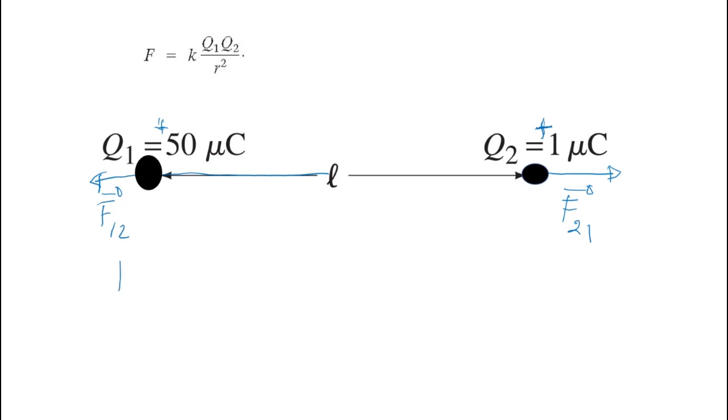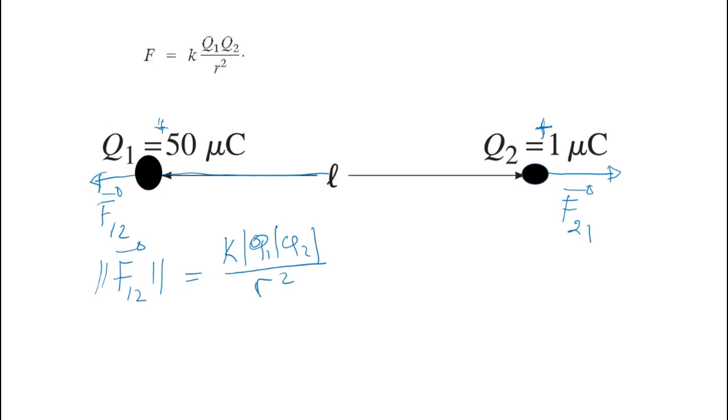Now what will be their magnitude? How will we write the magnitude? The magnitude of this force F21, we put between two bars like that, and then it will be the magnitude of Q1 times the magnitude of Q2 divided by R squared.